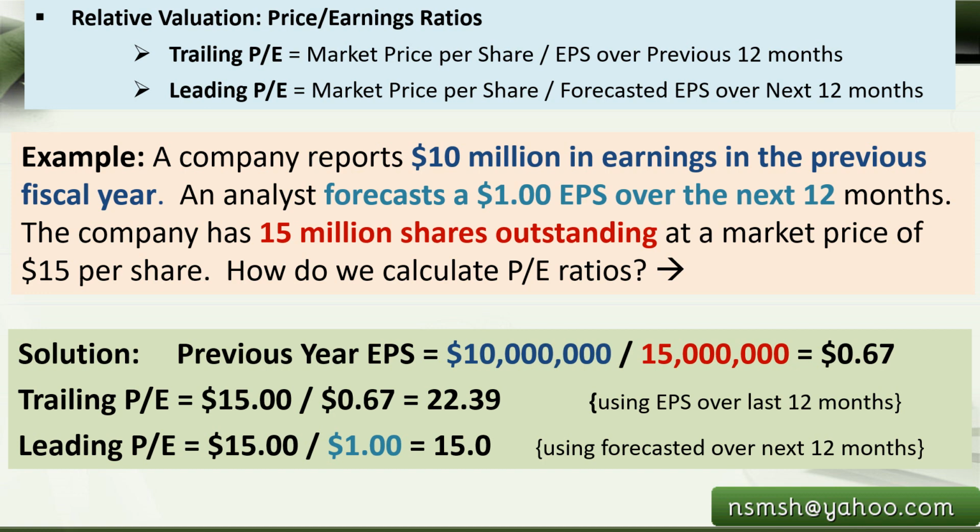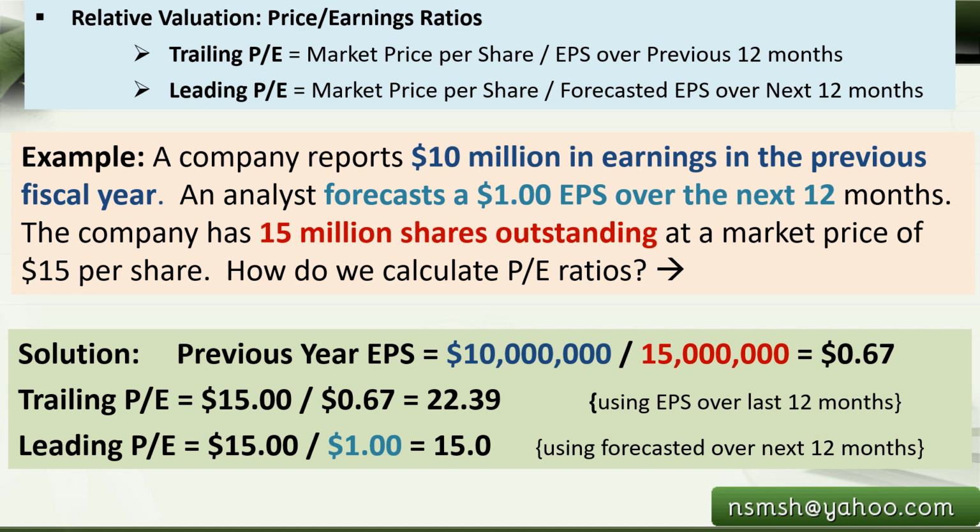The previous year EPS, earning per share, is revenue $10 million divided by 15 million shares. So it is $0.67. Okay, so for the trailing price earning ratio, we take the market price per share, which is the same for both cases, given $15 divided by 0.67, because this is the trailing price earning. The previous year earning was 10 million, so we take that.